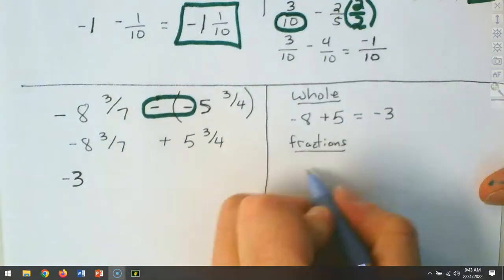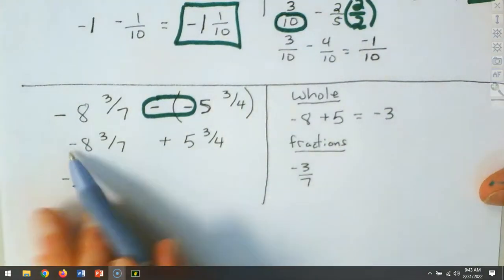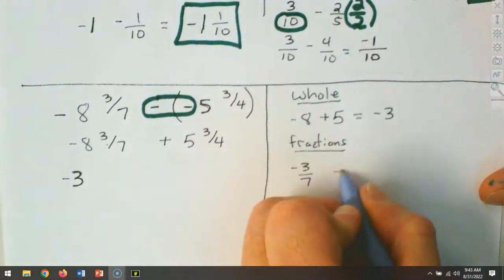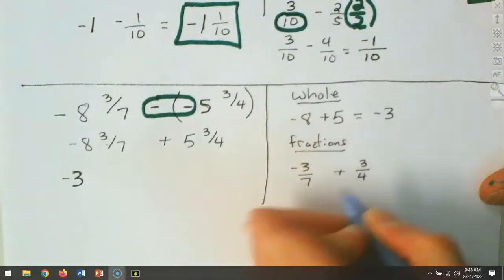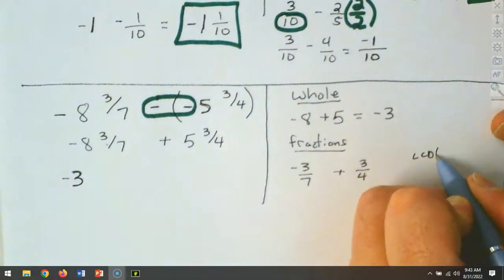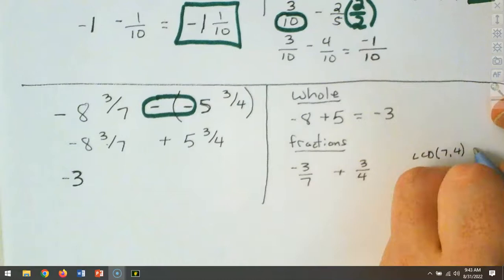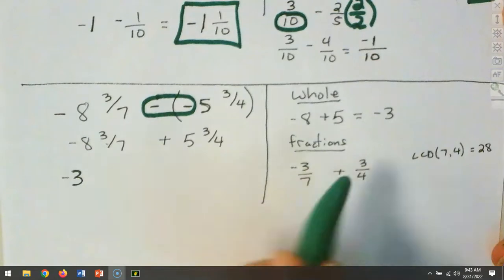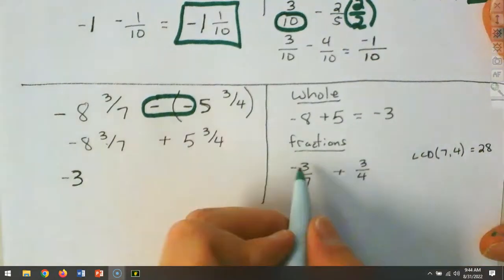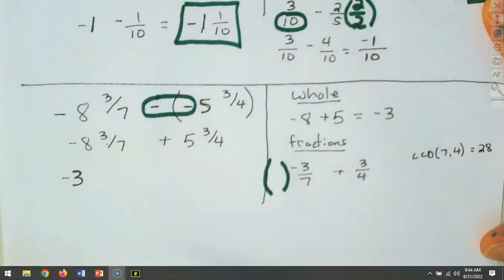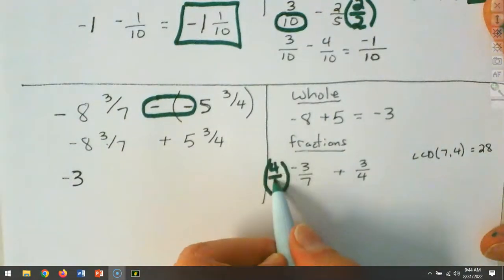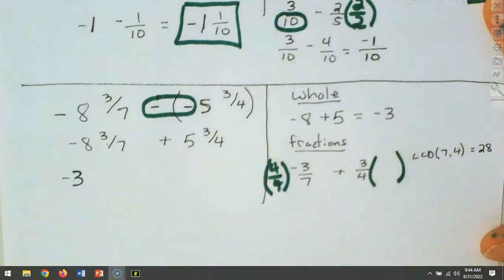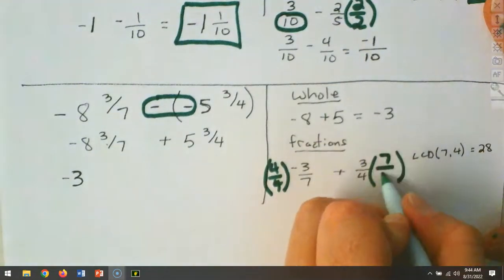For the fractions, we have a -7/3 because that sign goes with it. And we're going to add to that 3/4. What's the least common denominator of 7 and 4? 28. They have nothing in common. Now, in this case, we're going to have to multiply both fractions by something, right? Because neither one of them is this 28. So what do I need to multiply 7 by to make it a 28? 4/4. And what do I need to multiply 4 by to make it a 28? 7/7.